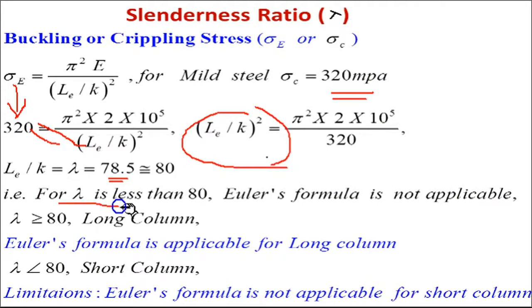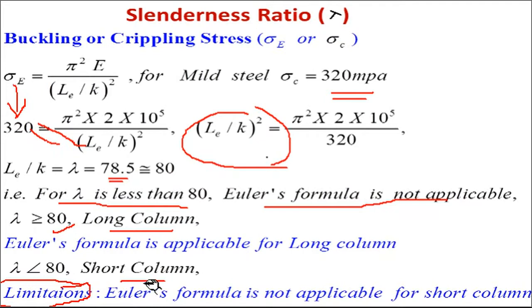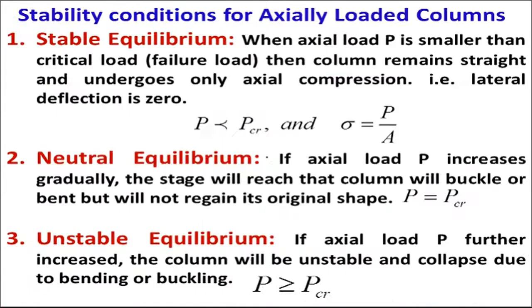That's why when lambda is less than 80, Euler's formula is not applicable. Euler's formula is applicable for long columns where lambda must be greater than or equal to 80. So this is the limitation of Euler's formula. When lambda is less than 80, it comes under short column, and Euler's formula is not applicable for short columns. That is the limitation of Euler's formula.